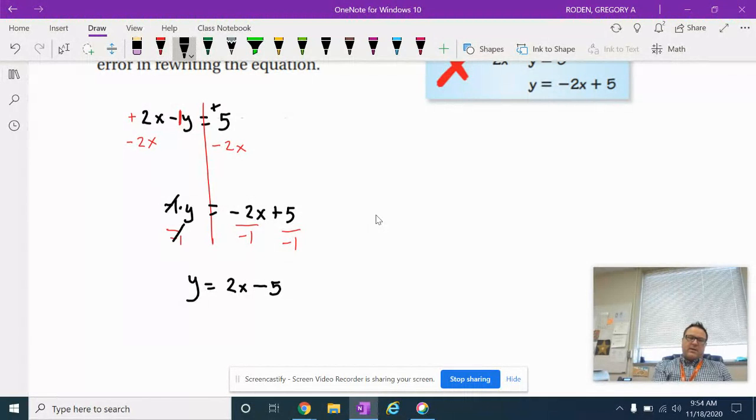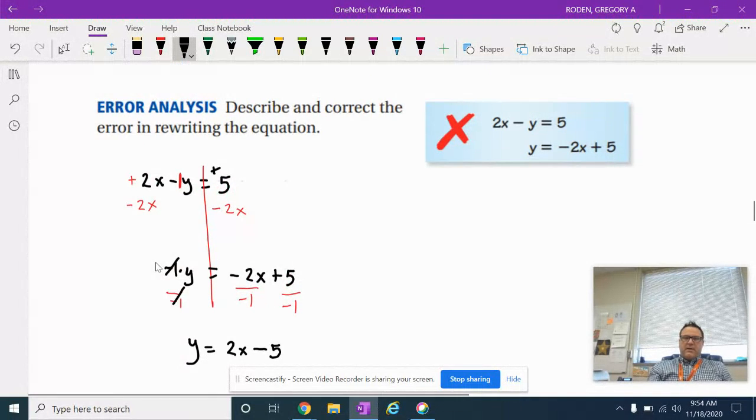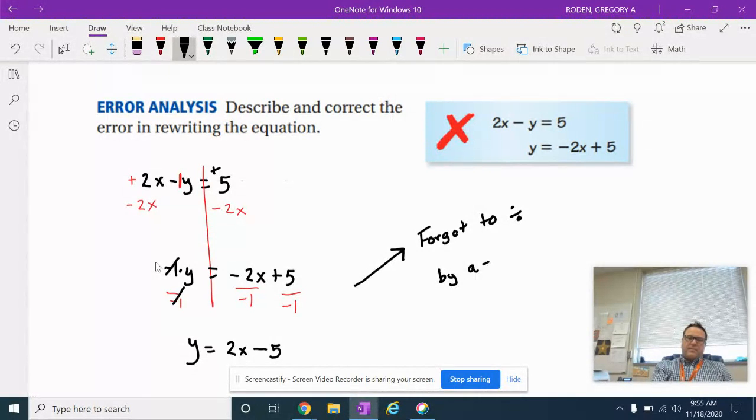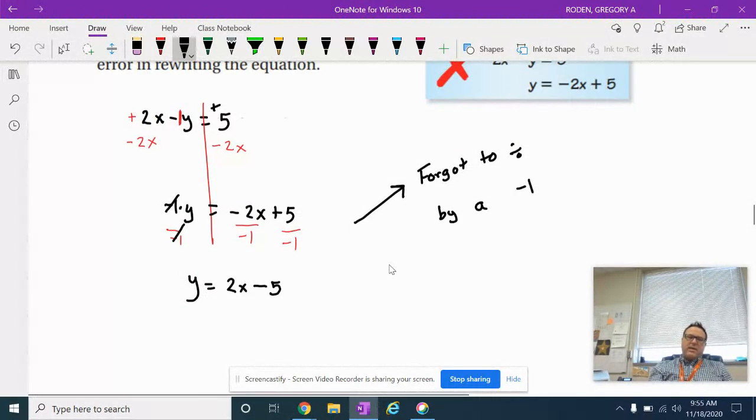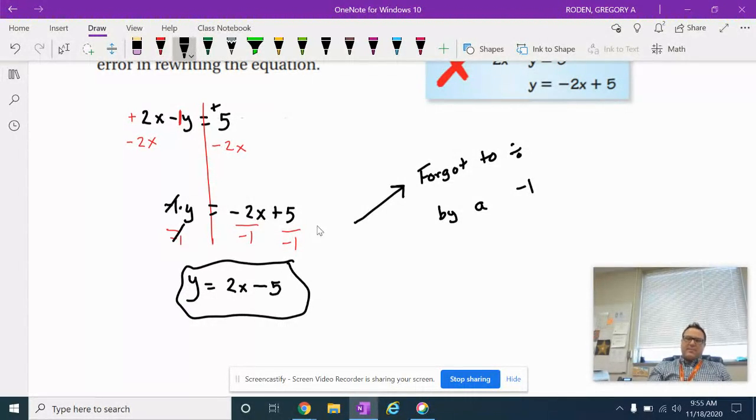Minus signs are negatives. So what was the mistake here? The mistake is they forgot to divide by a negative 1. That was the key. You had to know that little spooky negative 1 was there. If you didn't see that, then it got you the completely wrong answer. It gave you the exact opposite answer. You actually want the 2 to be positive and the 5 to be negative in this one.